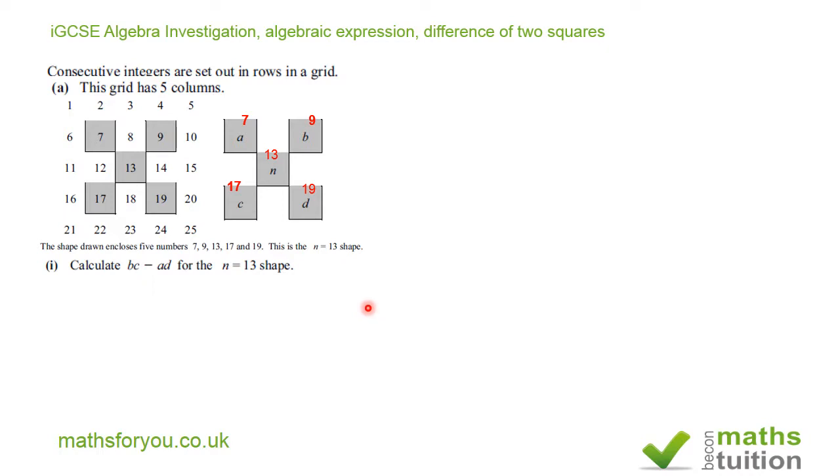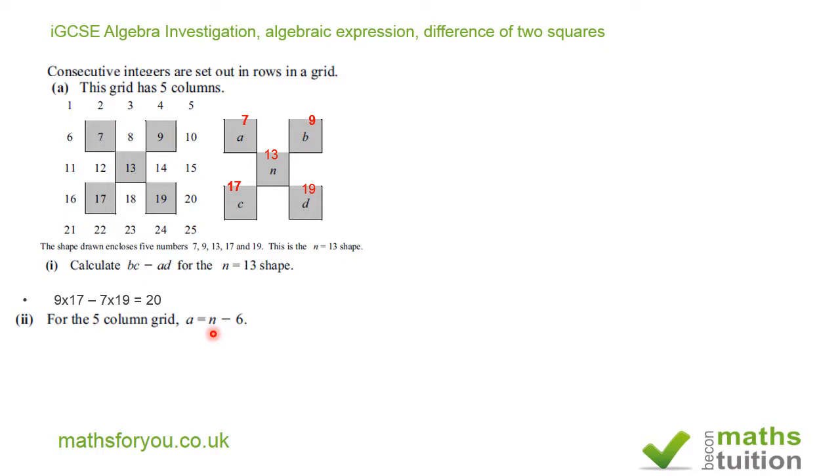It then says calculate BC minus AD for the n is equal to 13 shape. BC will be this, okay, and AD will be this one here and that one there. Right. So we now got 9 times 17, which is BC, minus 7 times 19, which is AD, and we get the value 20 there.